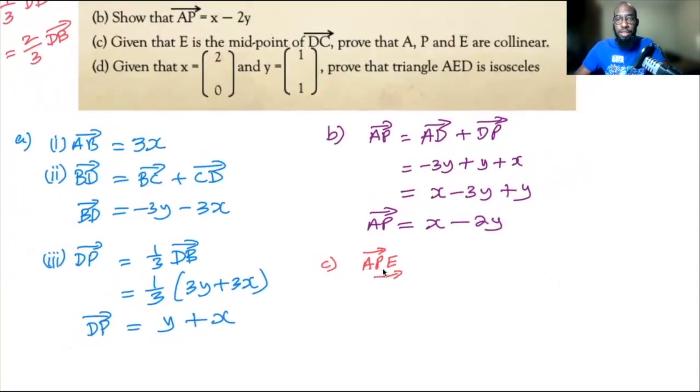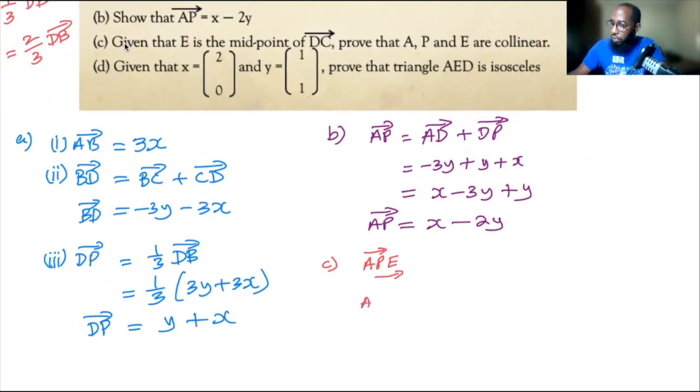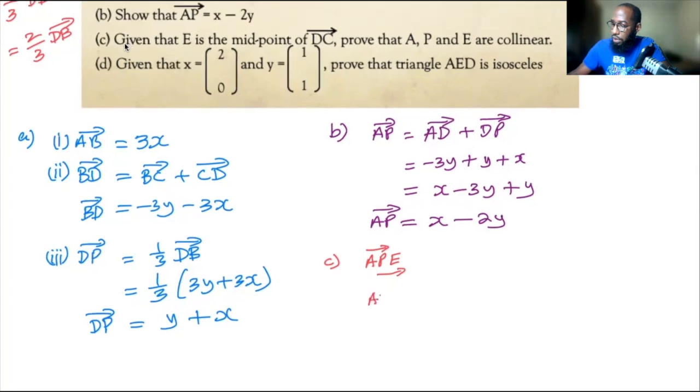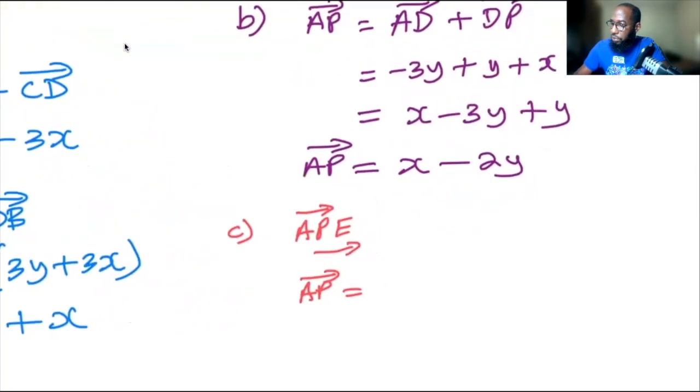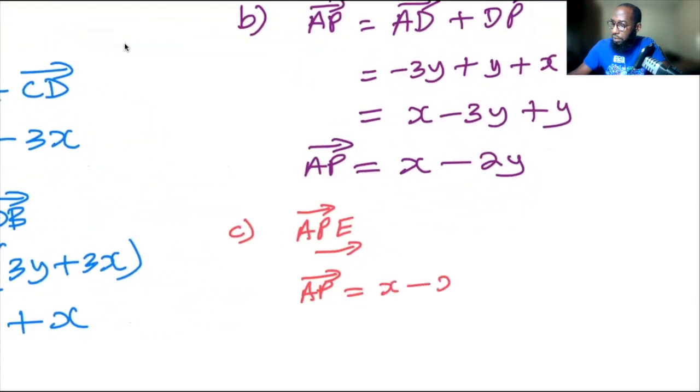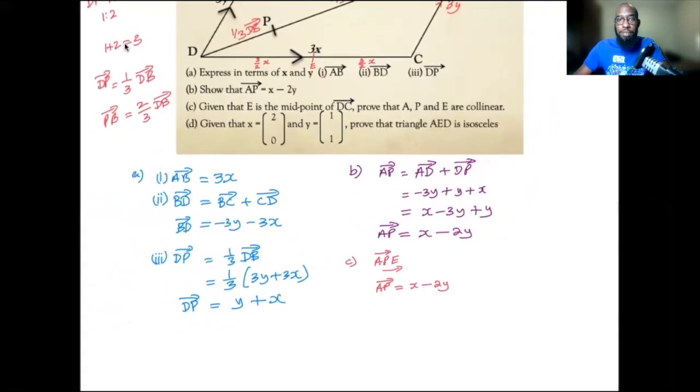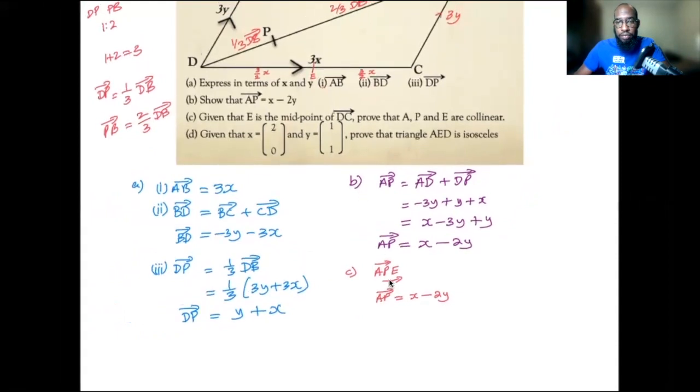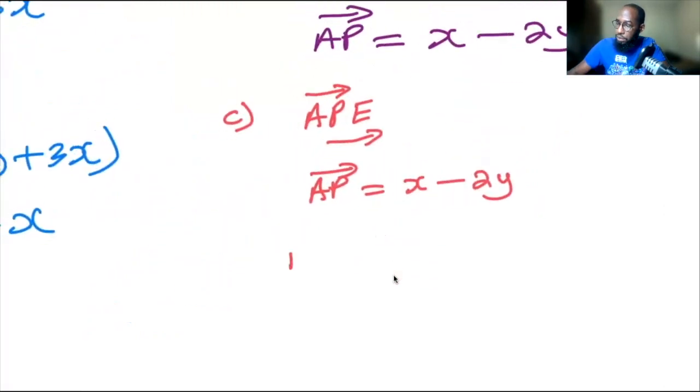So we need to find out what AP is. Let's find out what AP is. And we don't really need to find out what AP is. Look, AP right here, they gave us this, which is good. So we know AP is equal to x minus 2y. That's AP, all right? Now we need to find out what is PE. So we need to find out what is PE.